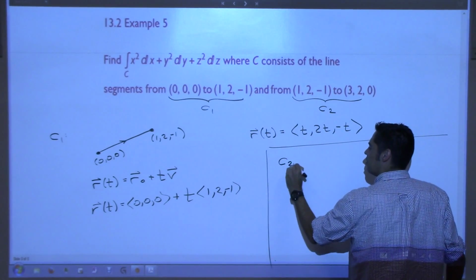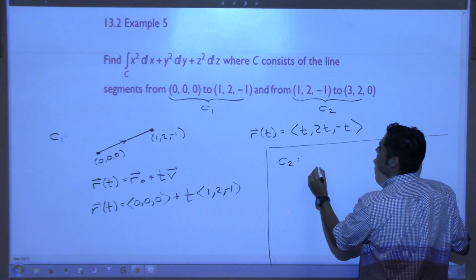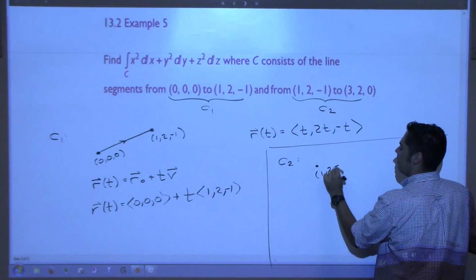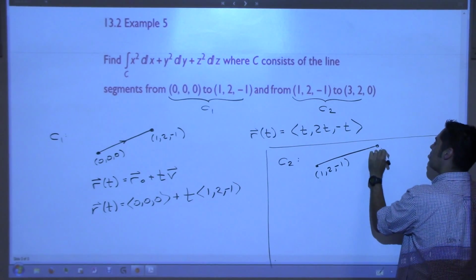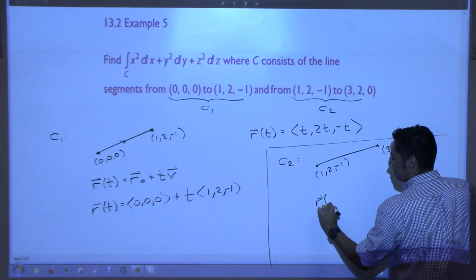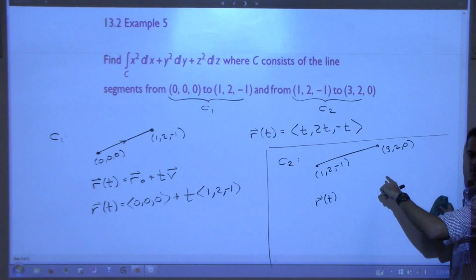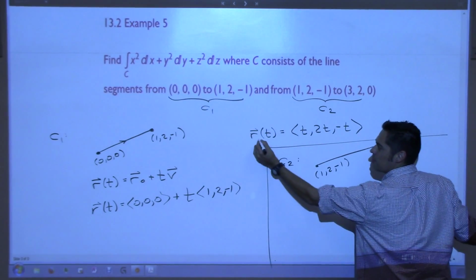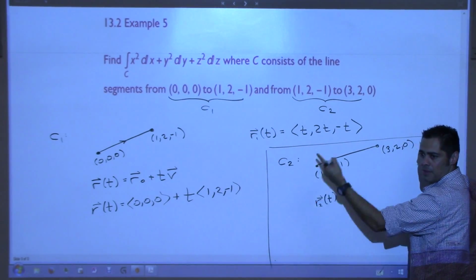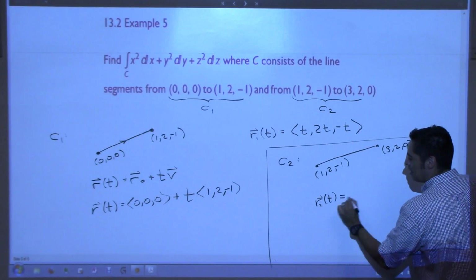Okay, what about C2? I'm going to connect from 1, 2, negative 1 over to the point 3, 2, 0. I'll call this R of T again. I guess I could use a different notation if I wanted to not confuse the two. I could do R sub 2 and R sub 1, which might be a way of distinguishing these two from each other. Not necessary, but probably good math penmanship.